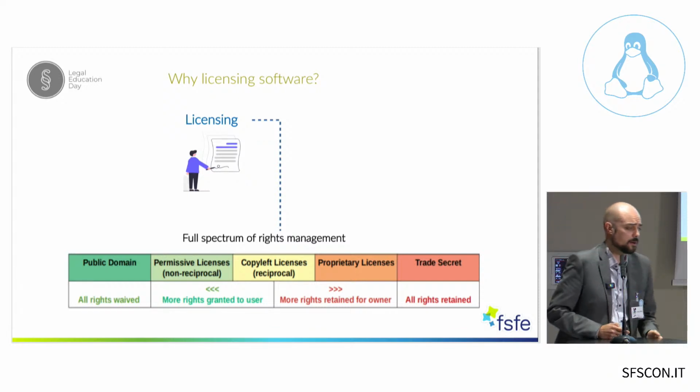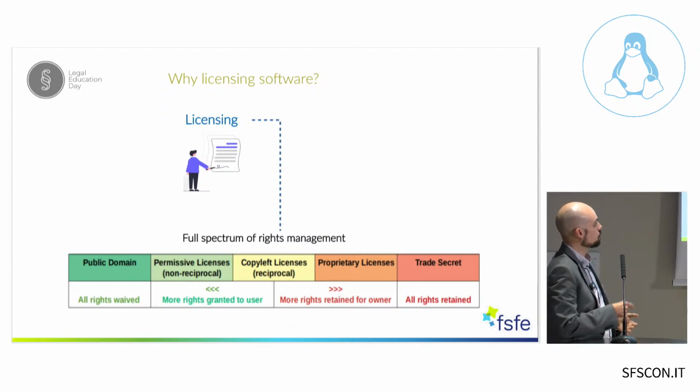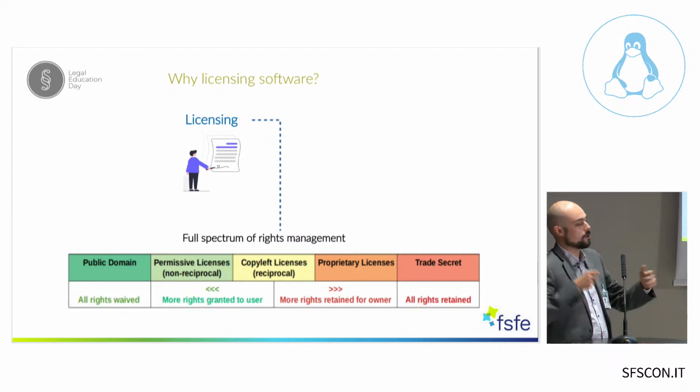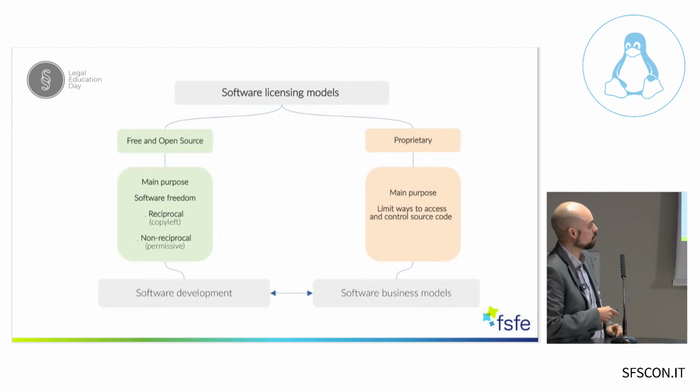So when we talk about licensing, these permissions, because copyright law gives the copyright holders a full spectrum of rights management, there is also this gradation, this spectrum. When we see all rights retained, perhaps we are talking about trade secret, but the public domain is all rights waived. But copyleft and permissive or non-reciprocal licenses are here. Sometimes more rights are granted, sometimes not so much.